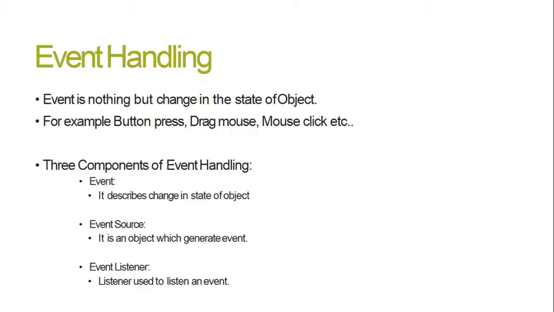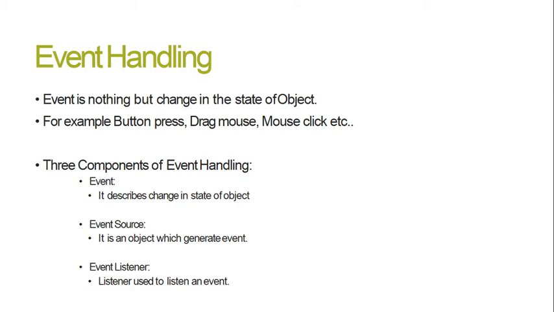So first of all, let me give you the brief about event handling. So what is an event? An event is nothing but a change in the state of the object. Now what is an object? Whatever component there is, suppose a button. Right now the button is as it is. Now I am clicking on that button. That is the change in the state of the button. So an event is nothing but the change in the state of the object.